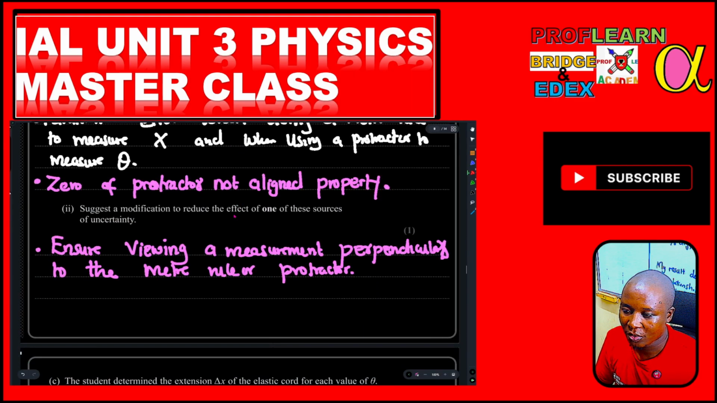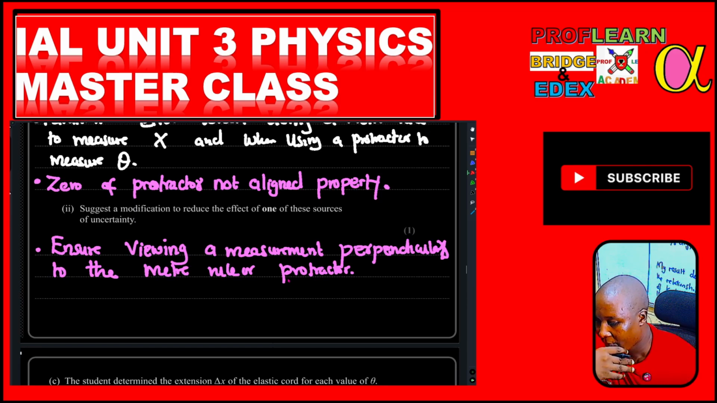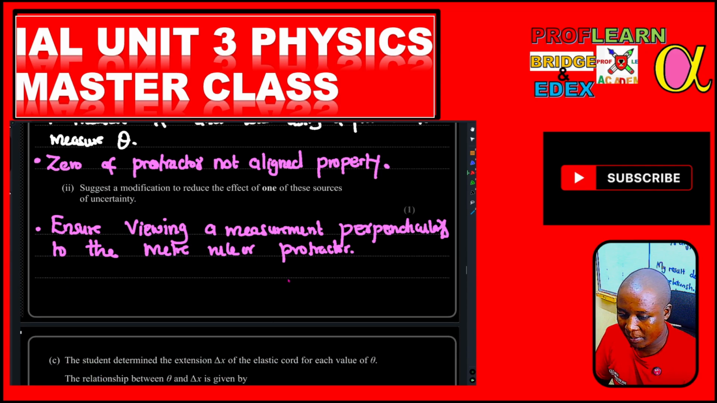A suggested modification to reduce the effect is to ensure viewing the measurement perpendicularly when we are taking the measurement, and also you can take multiple measurements so that you can find the average of those values. Yeah, so basically that is it.